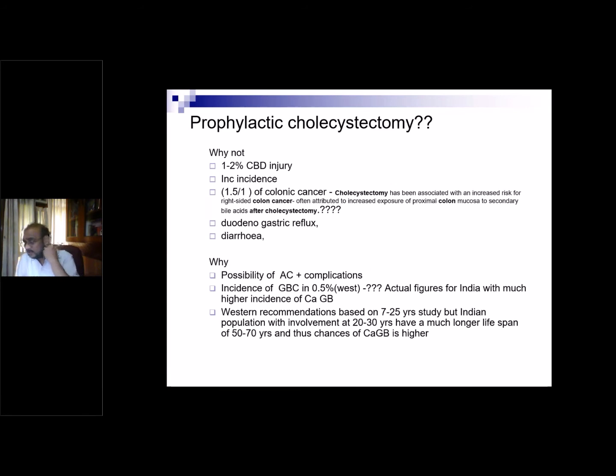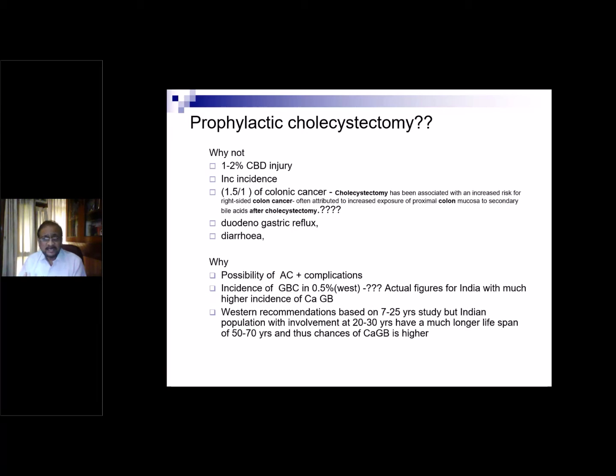Now, prophylactic cholecystectomy, again a burning topic. Why should you do it or why shouldn't you do it? If you address the problem, one group says you should not do it. The reason, number 1, 1 to 2% chance of CBD injury. Number 2, increased incidence of CBD injury. Number 3, increased incidence of colonic cancer. That is well documented. And colon cancer of which part? The ascending colon and the transverse colon, right side.